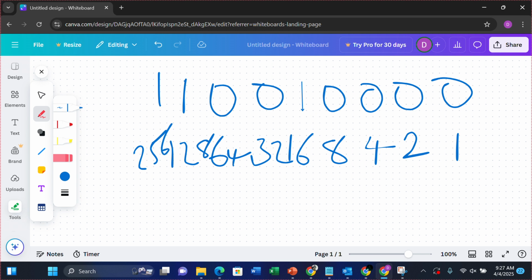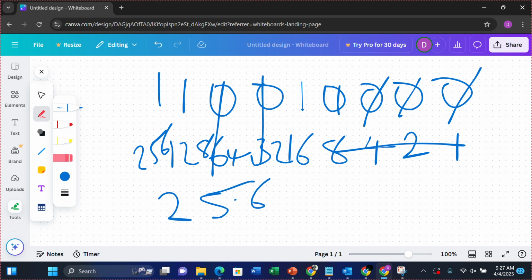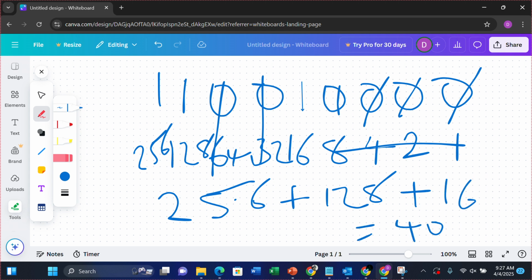Again, we'll strike out all the numbers on the 0, and we only focus on the ones that have 1 on them. So that'll be 256 plus 128 plus 16, and the answer is going to be 400. Okay, so these are the simple ways to convert binary to decimal.